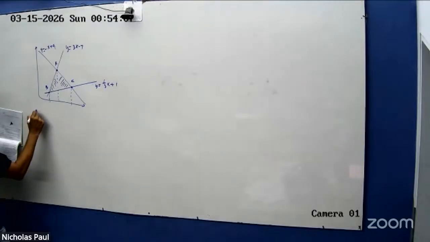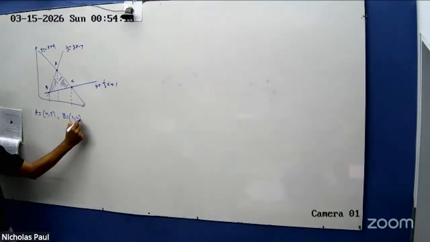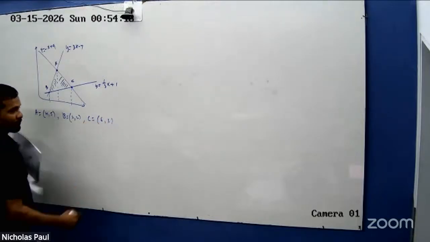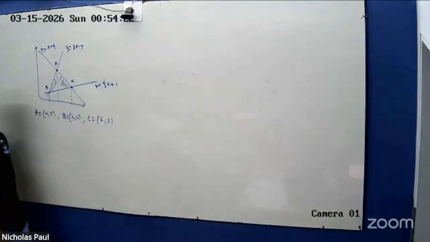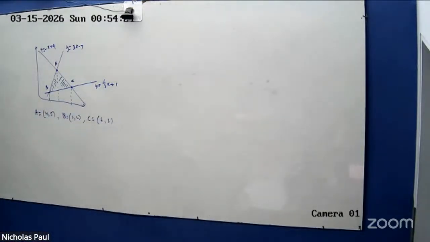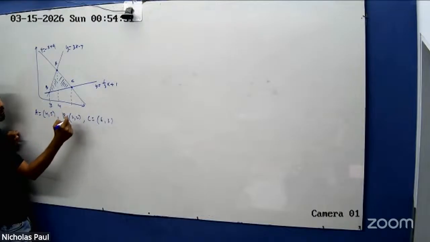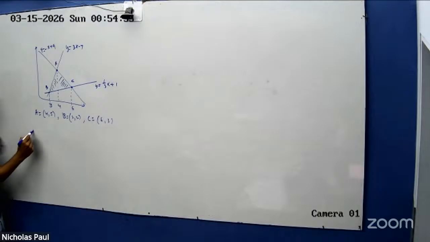When I worked out A, I got 4.5. When I worked out B, I got 3.2. And when I got C, I got 6.3. So here is 3, here is 4, and here is 6. So find the area from there.